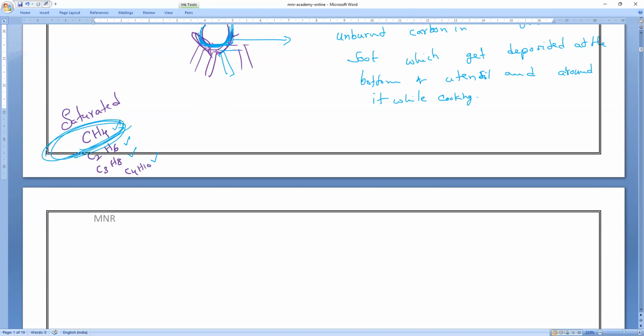Methane is a better fuel than ethane. Ethane is better than butane. Butane is better than propane, like that. Do you understand, all of you? So methane is the best fuel.